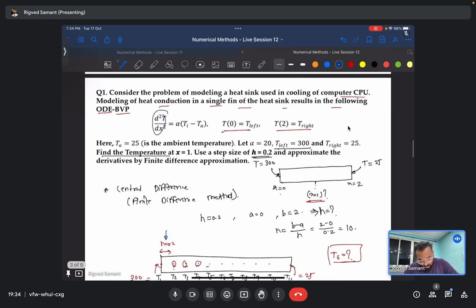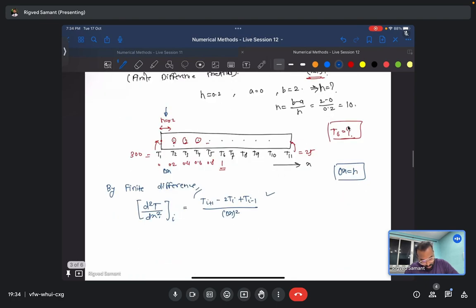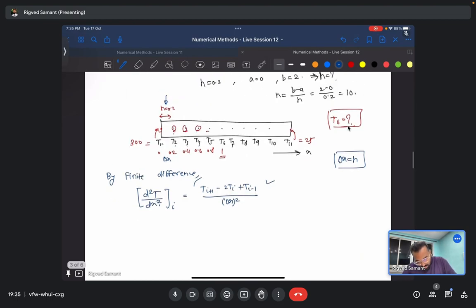Then, if you see, this equation becomes an algebraic equation, right? Because you have a Ti value, and the neighbouring values you can keep as unknowns. Then you can write an equation for each and every point, and you will have simultaneous linear equations with n equations in n unknowns. We'll see how it goes.